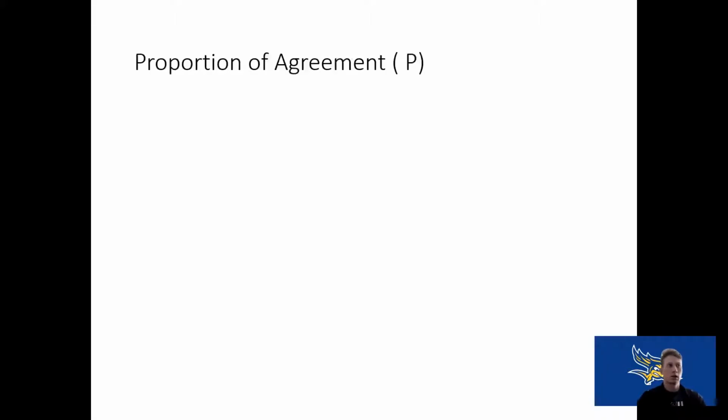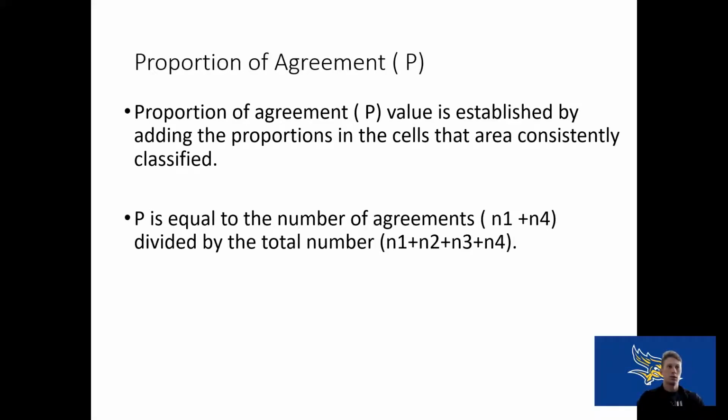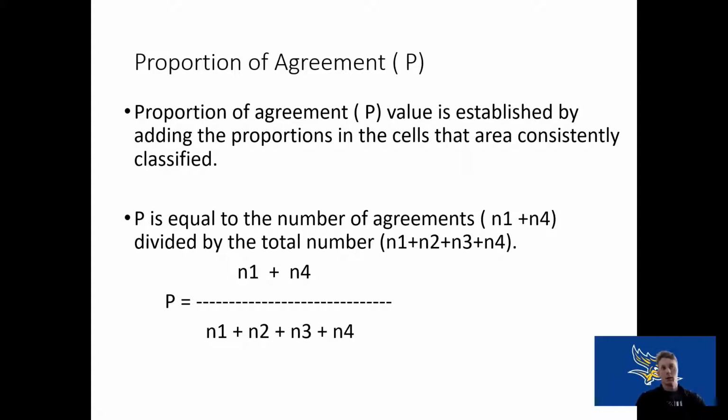A proportion of agreement looks at how often a specific measurement measures the one quantity that it's supposed to measure. It's agreements divided by the total number of possible options. We'll go into a little more detail, but make sure you take note of the formula here. You're going to need it for your final exam.